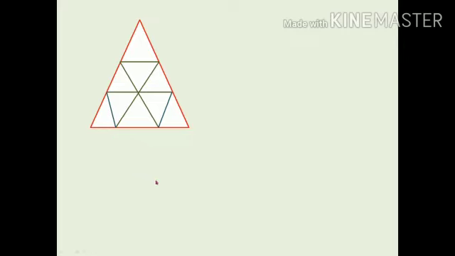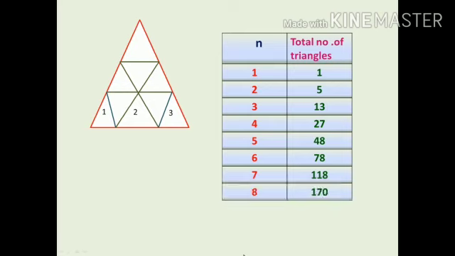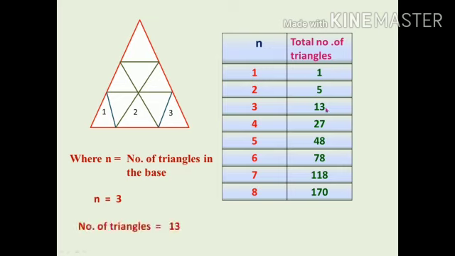First see how many triangles are there in the base. Here we are having 3 triangles in the base. I have already prepared a tabular column for that. Here is the tabular column. Here we are having n in the top. n is nothing but the number of triangles in the base. In this image we are having 3 triangles in the base. So we have to put n is equal to 3. If we see n equal to 3 in the tabular column, we are having total number of triangles is 13.